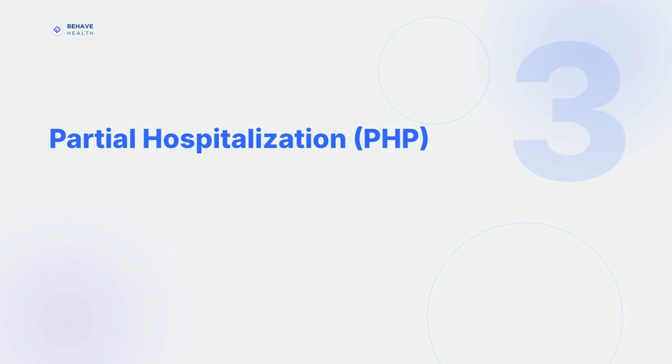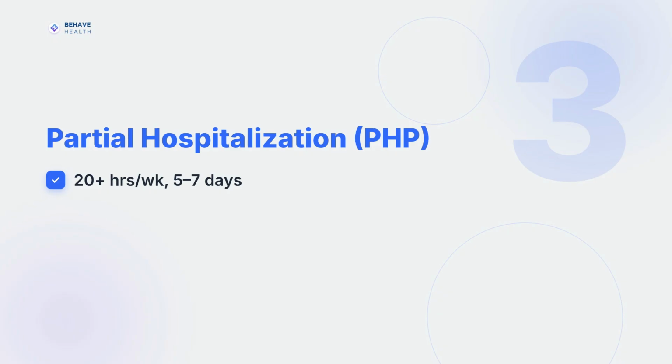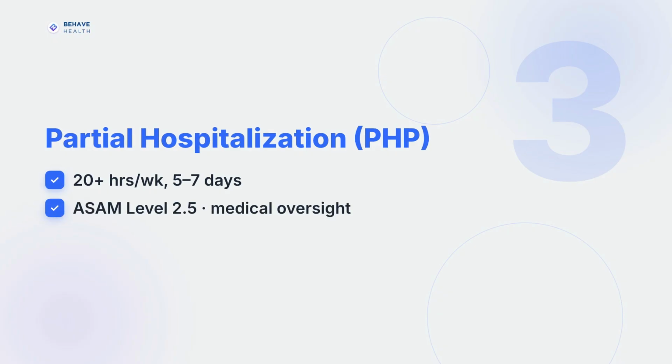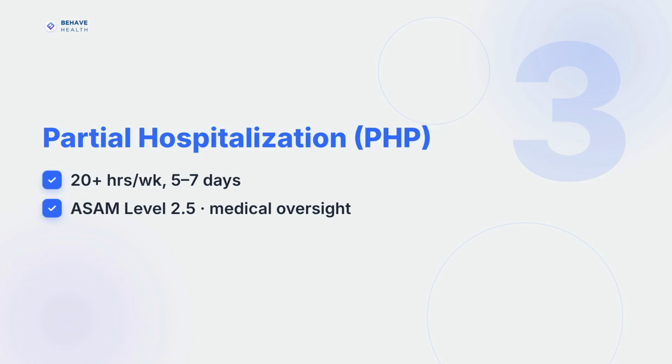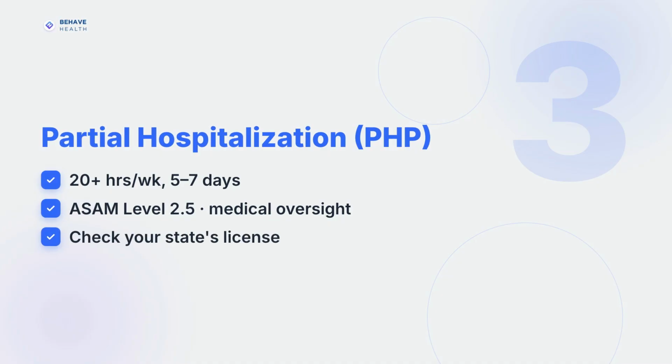Level 3, partial hospitalization, the most intensive form of outpatient treatment. 20 or more hours per week, typically 5 to 7 days, with daily sessions of 4 to 6 hours. Patients assessed at ASAM level 2.5 are typically placed in PHP, daily clinical contact and medical monitoring without overnight residence. And remember, some states license PHP as inpatient, which changes regulatory requirements, staffing ratios, and billing procedures.